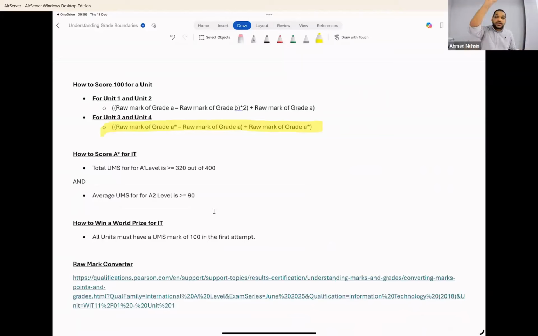What is it? A star grade boundary minus A grade boundary. Add that to your A star grade boundary. That is the point onwards to get 100. Everybody okay with this? Okay.